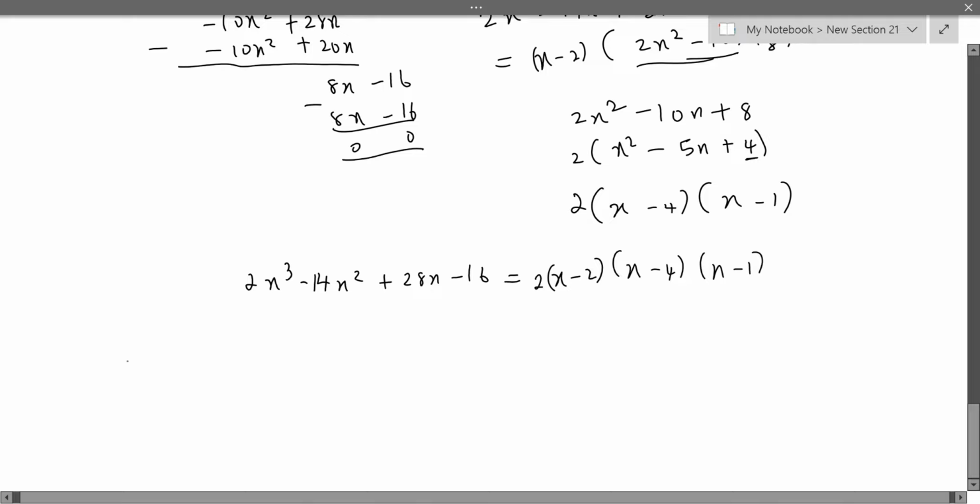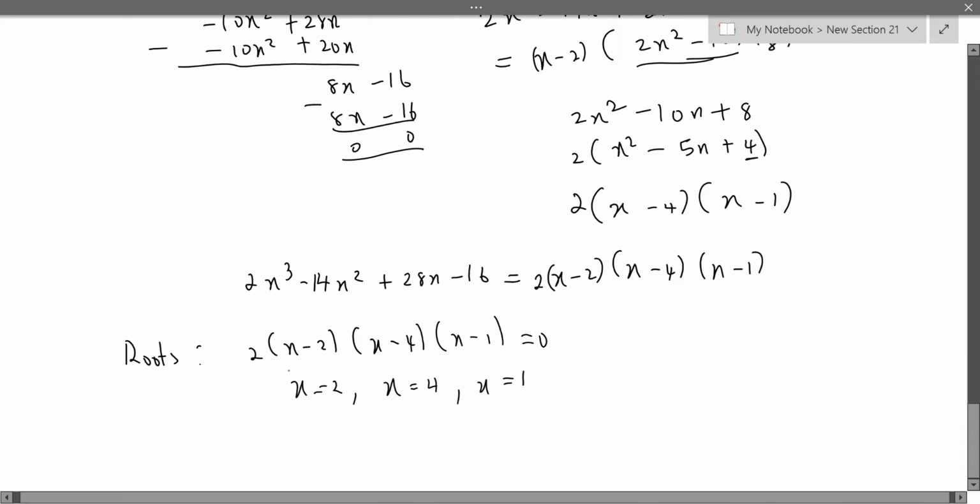They also ask for the roots. So what are the roots? We just have to equate everything to 0 and get the values of x. So x is equal to 2, x is equal to 4, and x is equal to 1. So these are the roots of the equation. These are the other factors that are remaining.